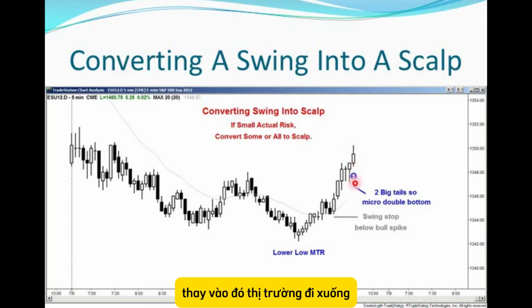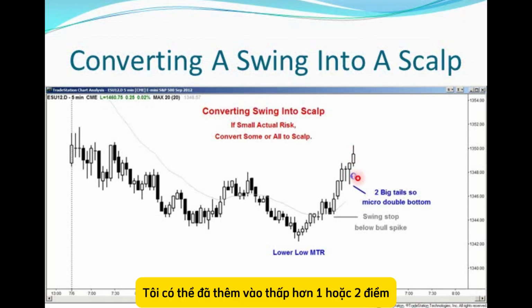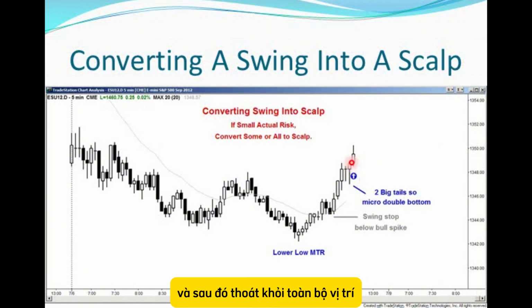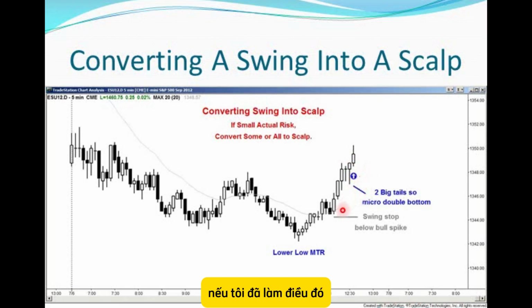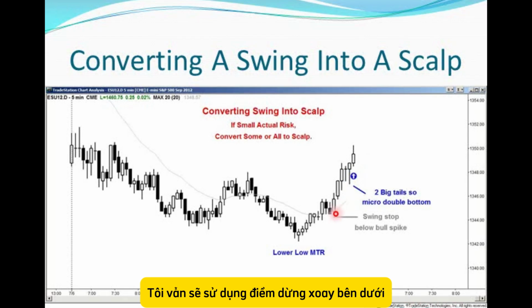Had the market instead gone down, I could have added on 1 or 2 points lower, and then wait for the market to come back to my original price, and then exit the entire position. My first entry, I'd get out break even, and on my second entry, I would get out with a profit. If I did do that, I would still be using the swing stop below.